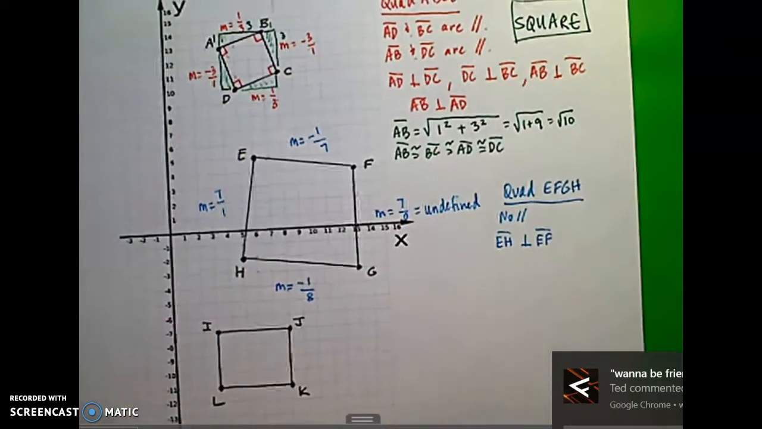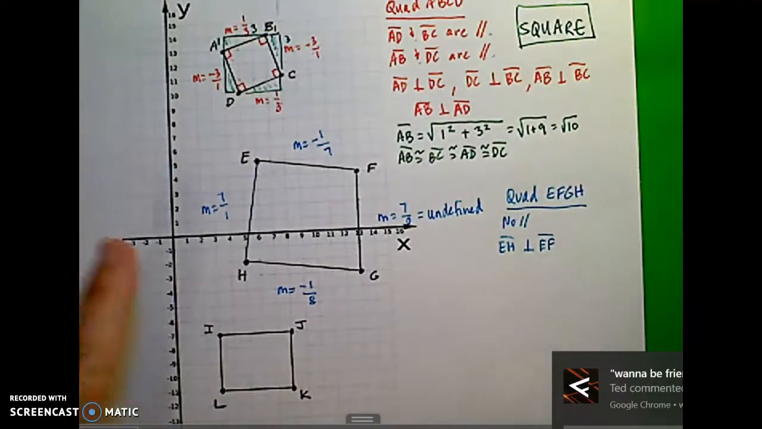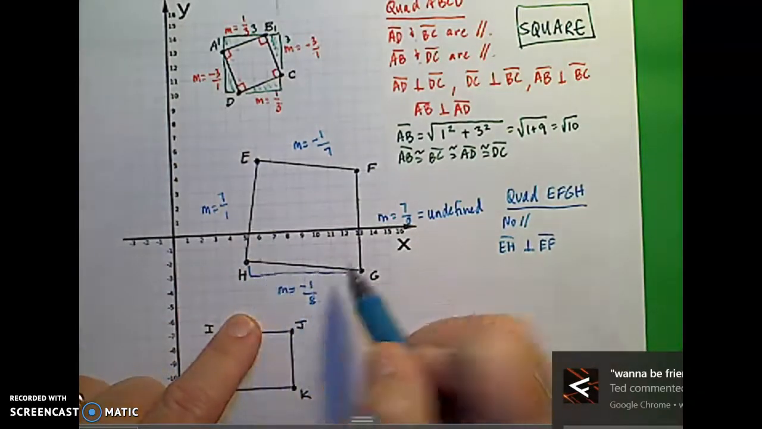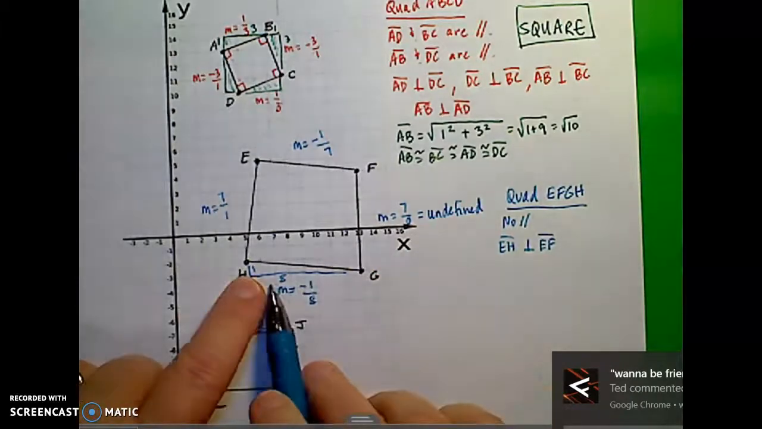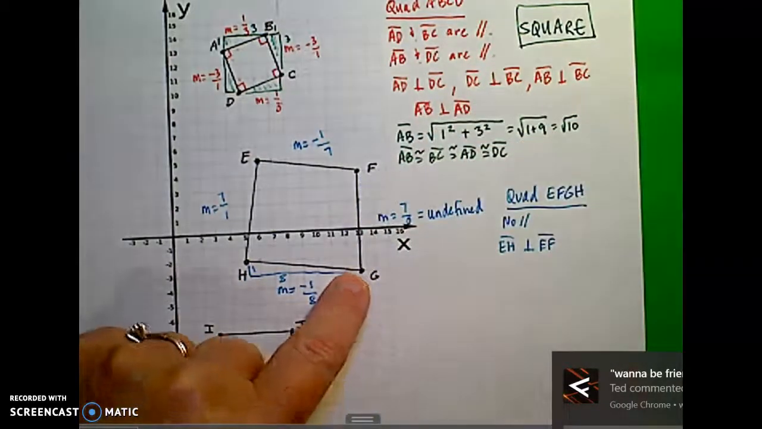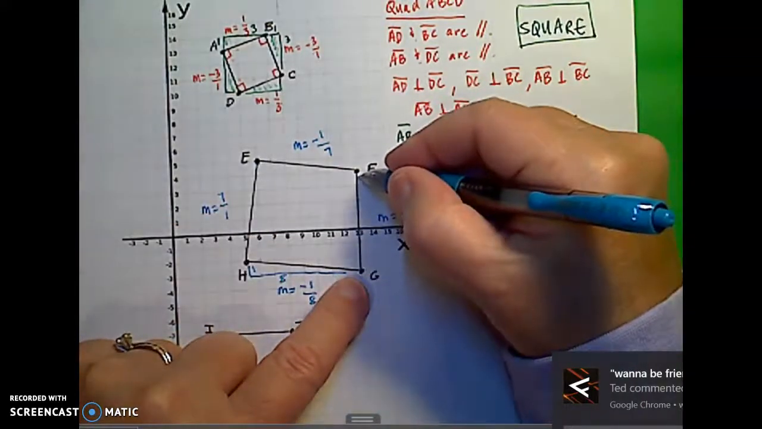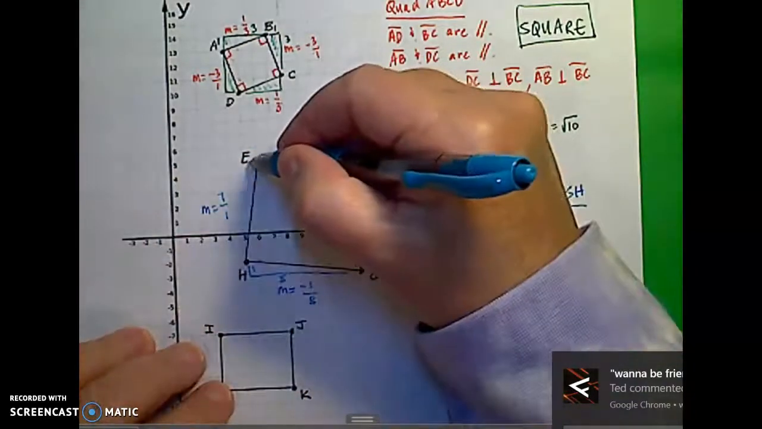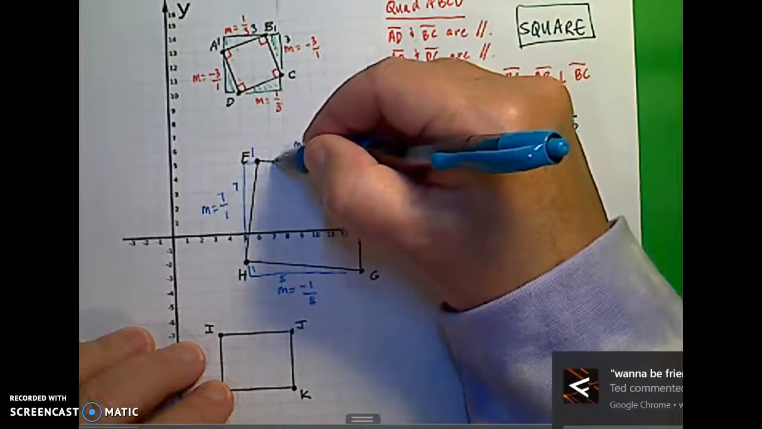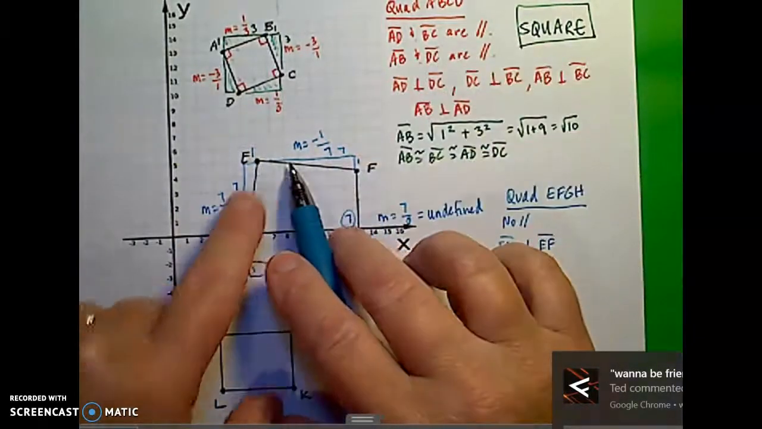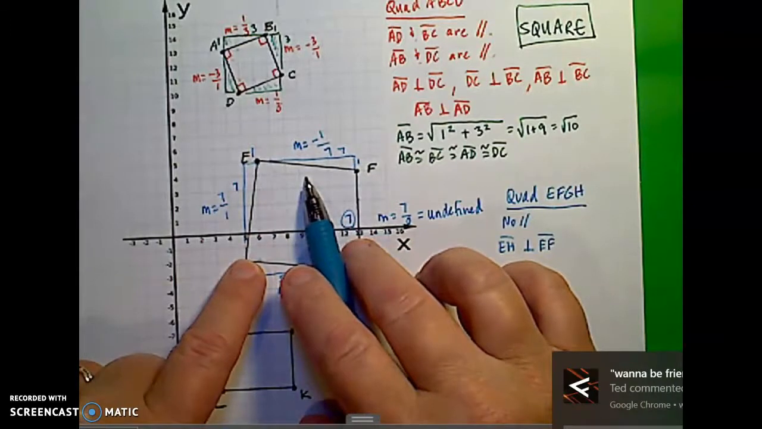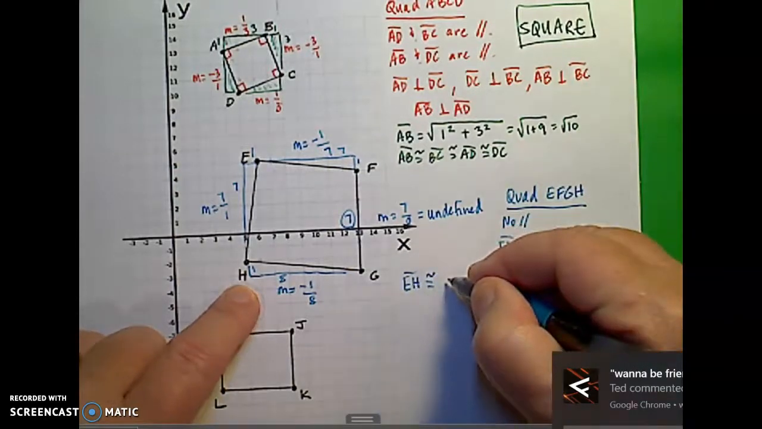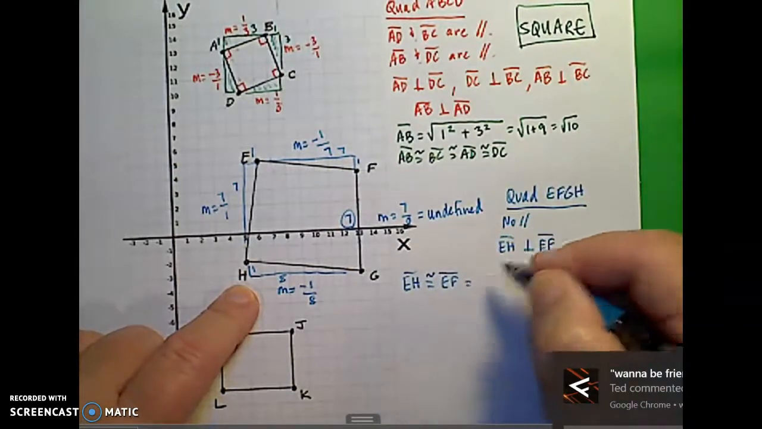But let's go ahead and look at the side lengths. And actually, if I look at the slope numbers, that basically gives me the 2 dimensions on my right triangle. This would be 1 and 8. These don't have any dimensions, so this is just a vertical line with a height of 7. That's the easy one. And then these have 2 triangles that have dimensions 1 and 7. So these 2 hypotenuse measures are going to be the same. So let's do this. EH is going to be congruent to EF, and let's see what it's equal to.